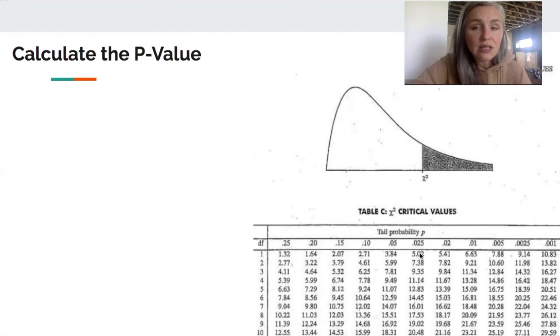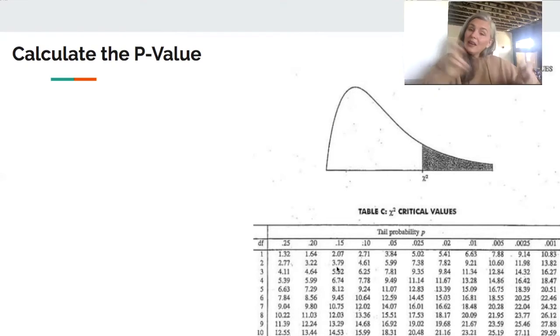It's shockingly big. Guys, look at this. 5.02 is big, but only with 1 degree of freedom. If I have 3 degrees of freedom, 5 is fine. I'm not rejecting the null hypothesis. I'm accepting M&M's claim.